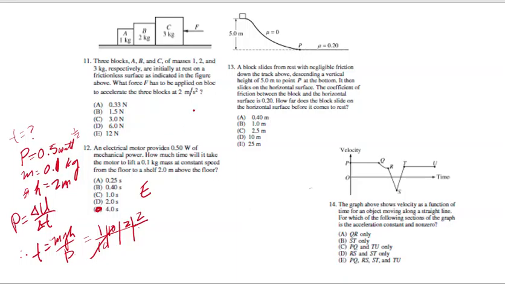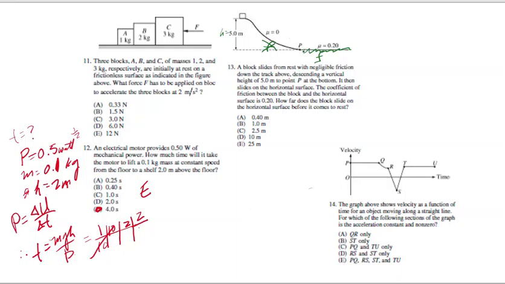Alright, so 13 is just a different color. The block slides from rest. Okay, so that's its height right there. Okay, so there's no friction here. So here there's no friction. There is force of friction here. Draw it scratchy. Okay, block slides from rest with negligible friction down the track above.